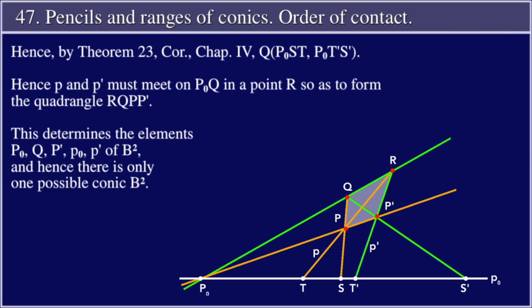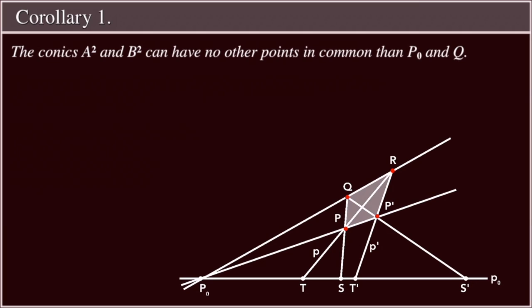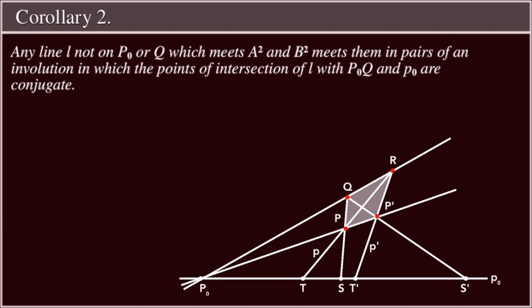This determines the elements P0Q P', P0P' of B², and hence there is only one possible conic B². Corollary 1. The conics A² and B² can have no other points in common than P0 and Q. Corollary 2. Any line L not on P0 or Q, which meets A² and B², meets them in pairs of an involution in which the points of intersection of L with P0Q and p0 are conjugate.